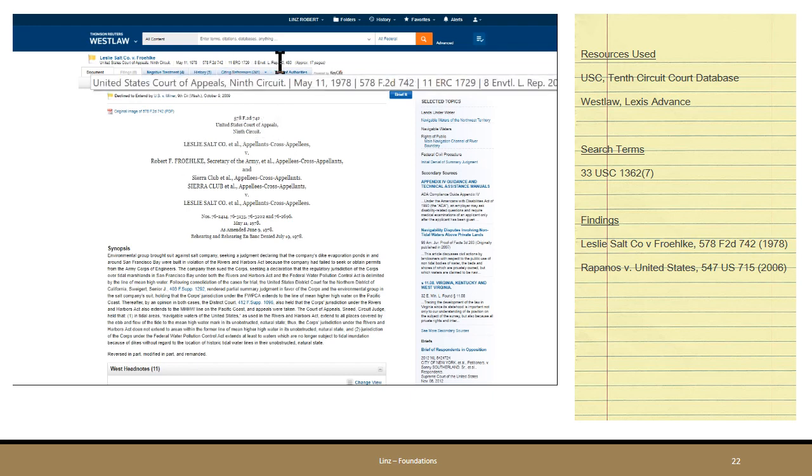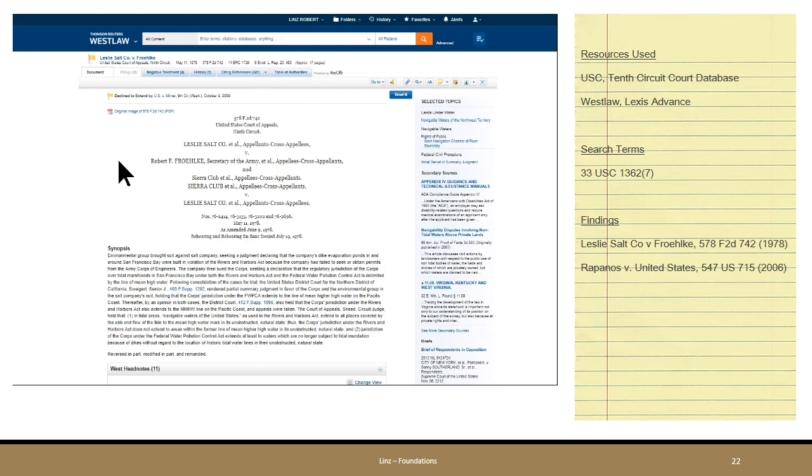The parallel reporter citations give us a page range. The tabs are good to look at. This tab is the document tab. That's the case we're looking at. The treatment and history, even the cited references, all have to do with the citator. We'll get to that in a minute. And the table of authorities are cases and other authorities that this case has cited.